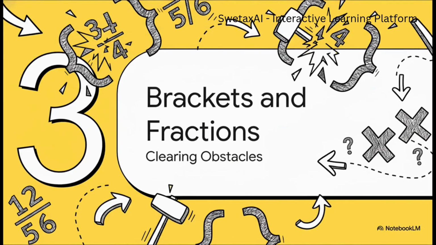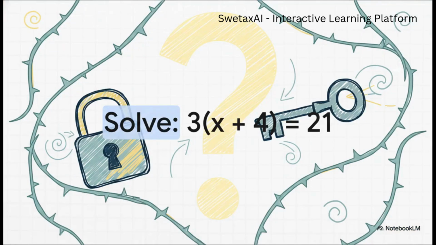Let's turn it up a notch with section 3, conquering brackets and fractions. Now that we've got the basic mechanics down, the game is going to start throwing some obstacles our way. But don't sweat it. We have the specific tools to smash right through them. Here's a slightly more intimidating one. We have an equation where our precious x is trapped inside a set of brackets, guarded by a multiplier on the outside. 3 times the quantity x + 4 equals 21.